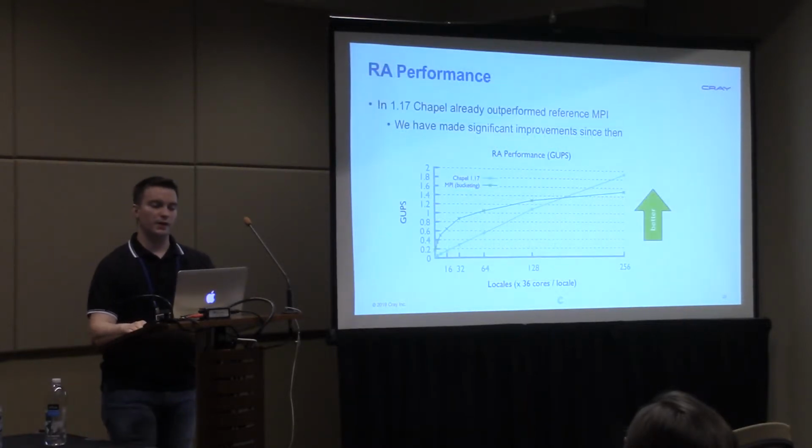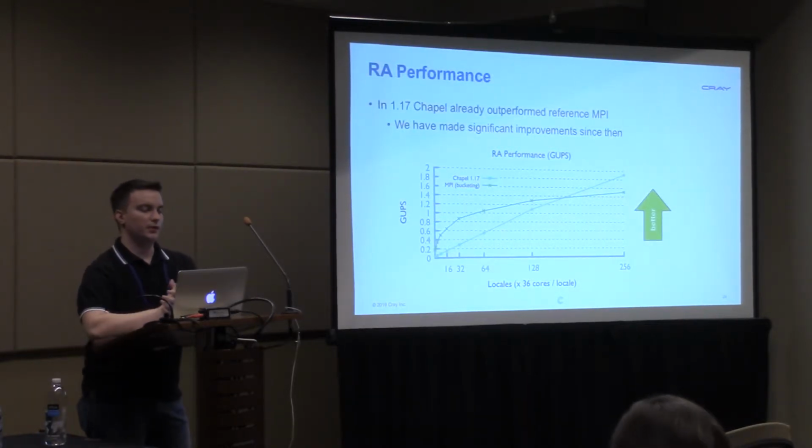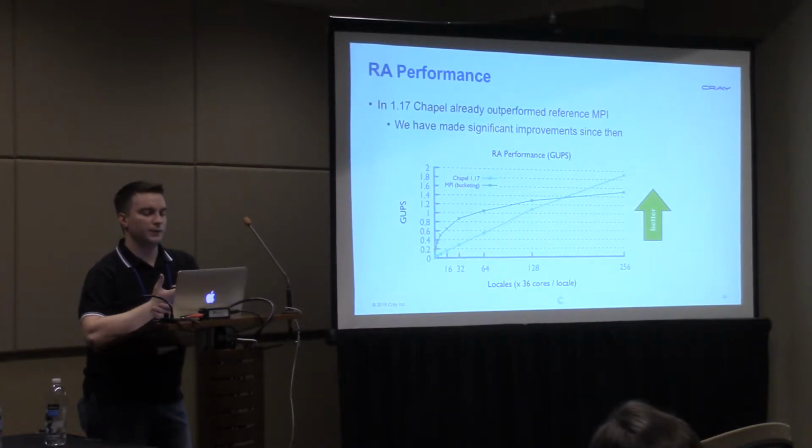And as we saw at the beginning of the slide, even at 117 a year ago, Chapel already outperformed the reference version at 256 nodes. And then what we're going to see next is that we made some significant performance improvements since then.